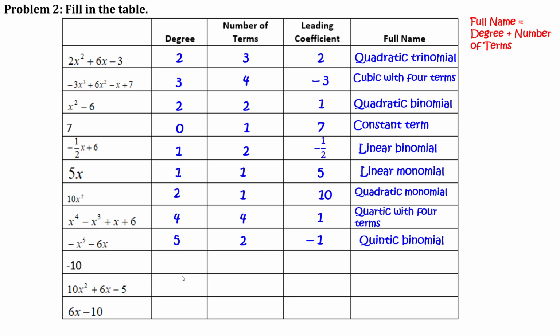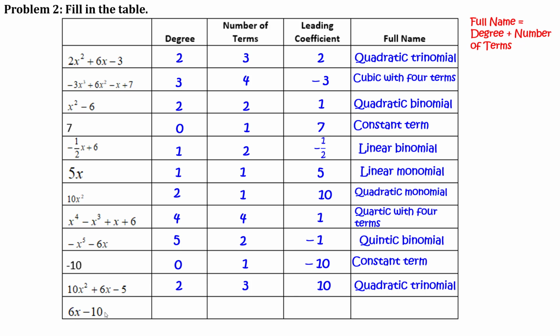Negative 10 is very similar to 7. The degree is 0. The number of terms is 1. The leading coefficient is itself, negative 10. And we're just going to call it a constant term. And then I have 10x squared plus 6x minus 5. The degree is 2. The number of terms is 3. You're adding 3 things. And the leading coefficient is 10. So it's a quadratic trinomial.